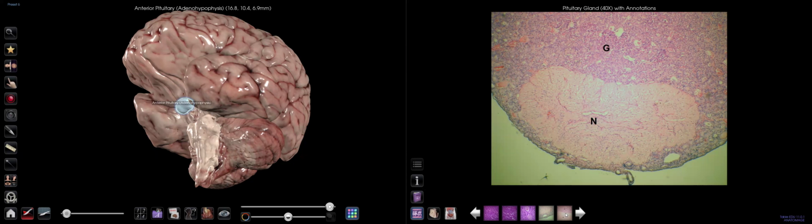You can see the glandular tissue stains darker, and the neural tissue stains lighter here. Where the G is, that is the anterior pituitary. Where the N is, that is the posterior pituitary. And you can see a clear delineation between the two of them.